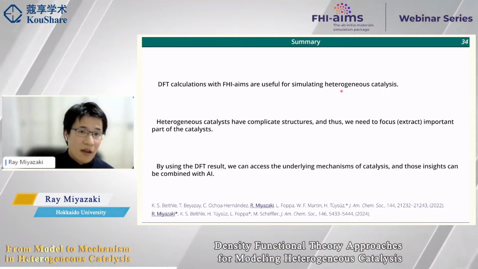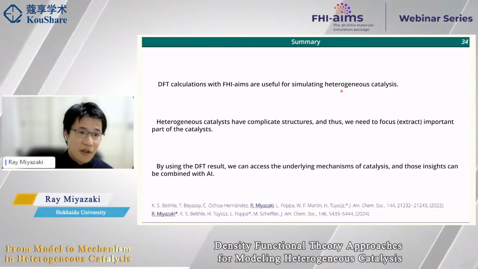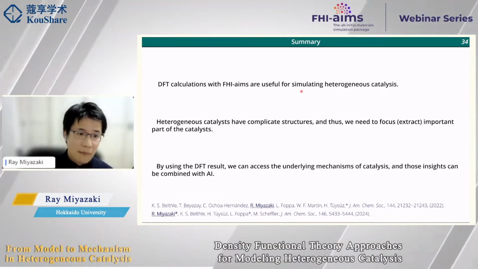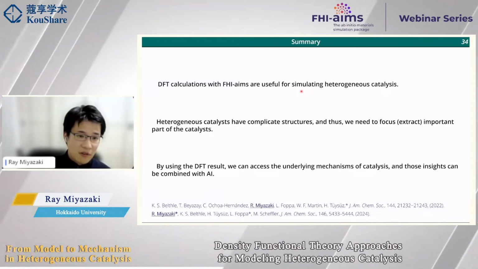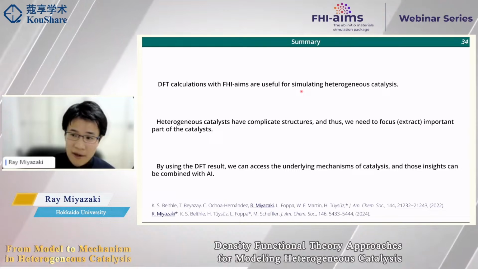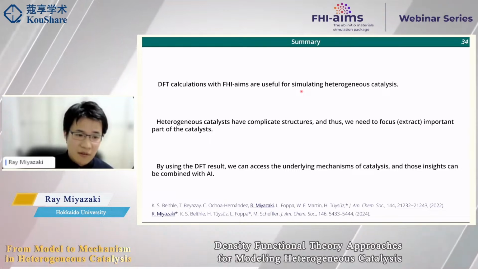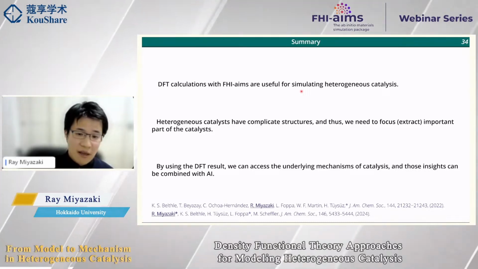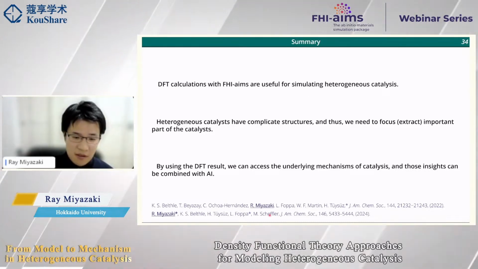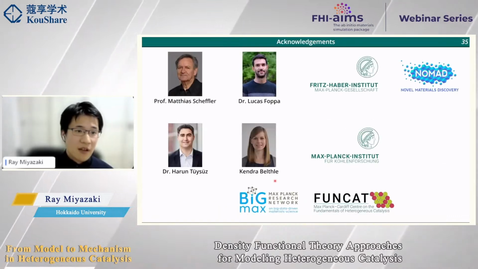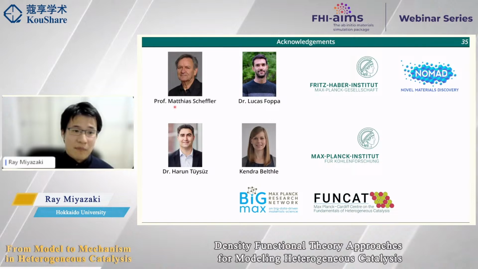But my conclusion is, of course, DFT calculations with FHI-aims are very useful for simulating heterogeneous catalysis. But unfortunately, heterogeneous catalysts have complicated structures, and thus we need to focus on or extract the important part of the catalyst. And as I showed, by using DFT calculations, we can access the underlying mechanism of the catalyst in those papers.